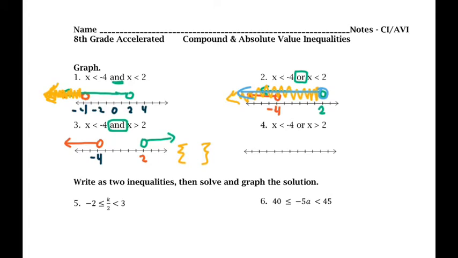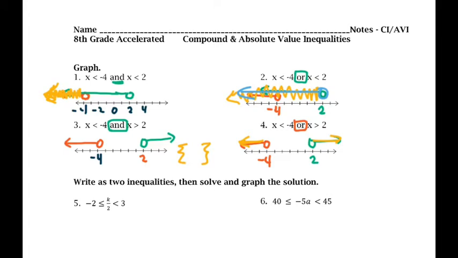And then the next one, -4, and then it says or greater than 2. So I'm happy either way. I'm happy if this happens. I'm happy if this happens. And so I have multiple things that it can say, but it can't be both at the same time.